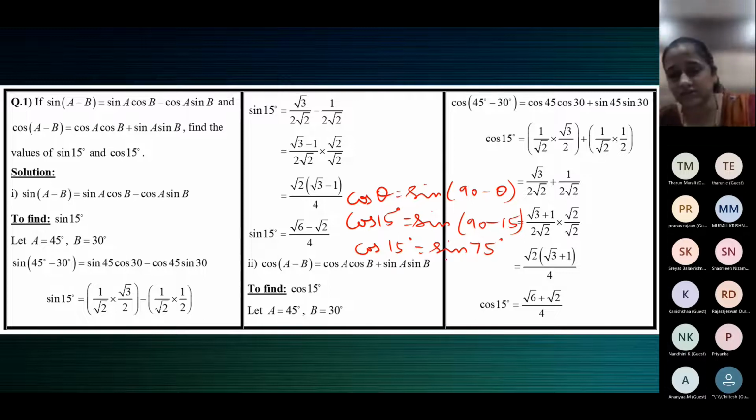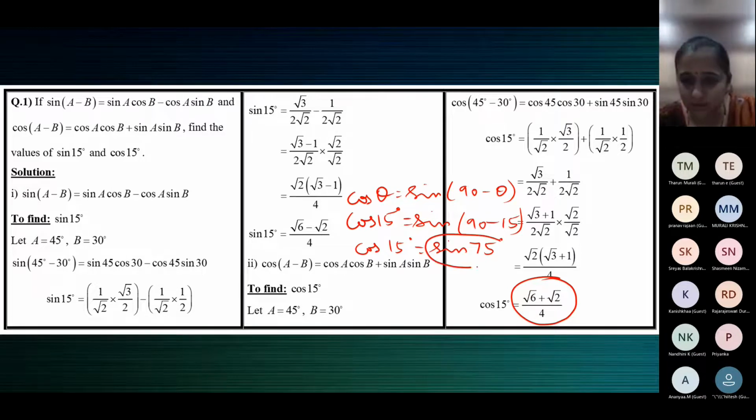So what is cos 15 degrees? Root 6 plus root 2 by 4. So sine 75 degrees will also be root 6 plus root 2 by 4. The value of cos 15 degrees is the same as the value of sine 75 degrees.